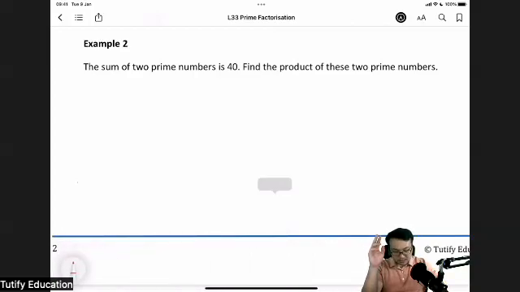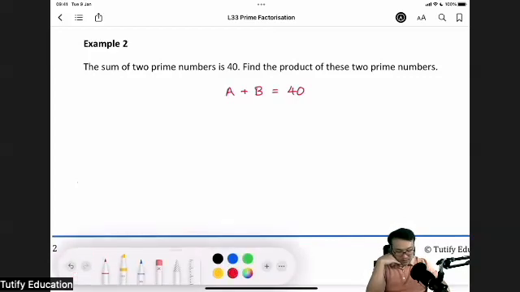Okay, so what they're trying to say is, let's say there are two prime numbers, A and B. When you add them up, you get 40. So it can be any two prime numbers, right? They don't have any other conditions. It can be any two prime numbers that add up to 40. And then they're asking you to find the product.